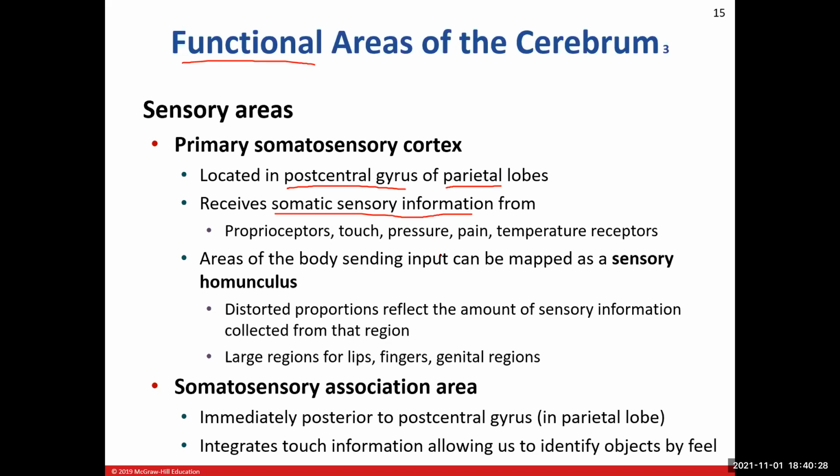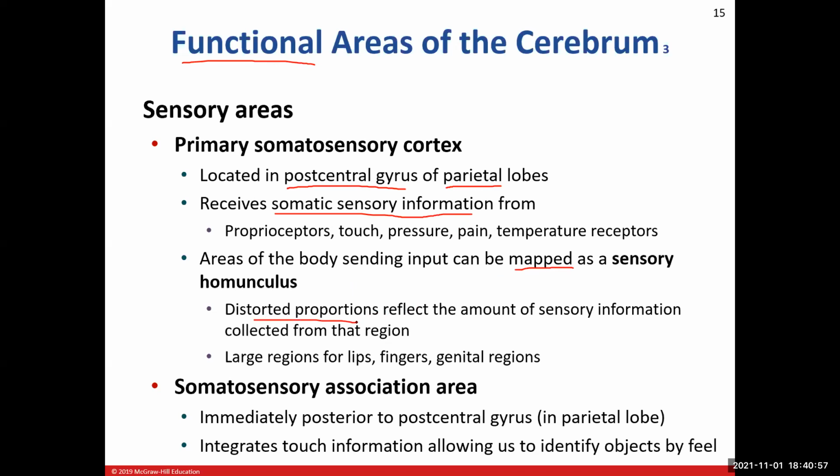So we saw in our primary motor cortex, we had a map of the body. And so we see the same thing here in our primary somatosensory cortex. We have a sensory homunculus. So we have that body mapping. And so again, it looks very different. How your brain thinks you look is much different than how you actually look, obviously. So again, we're seeing distorted proportions.